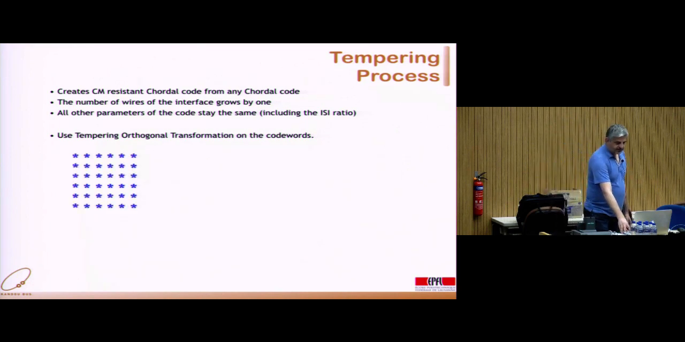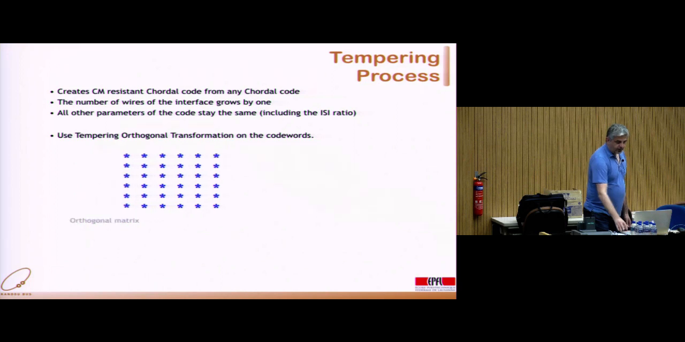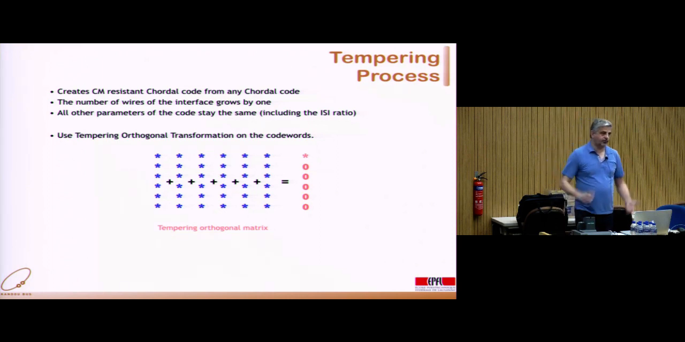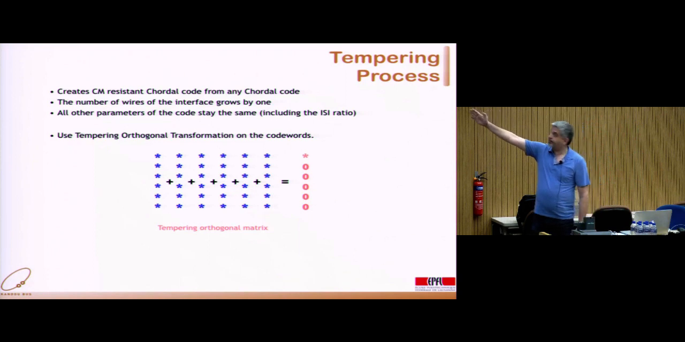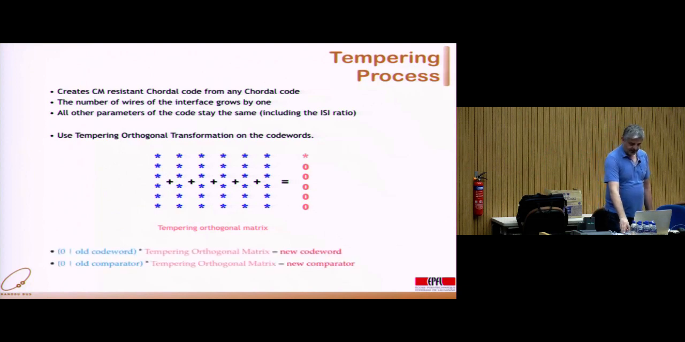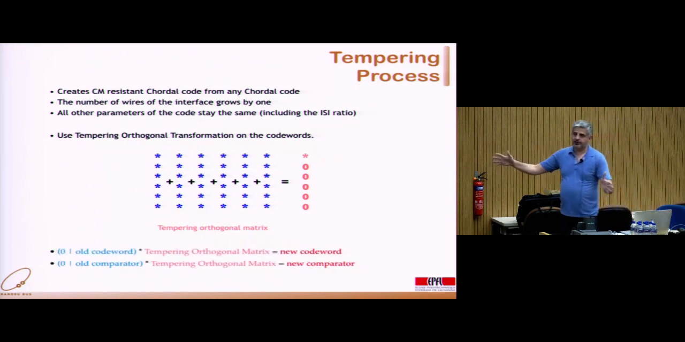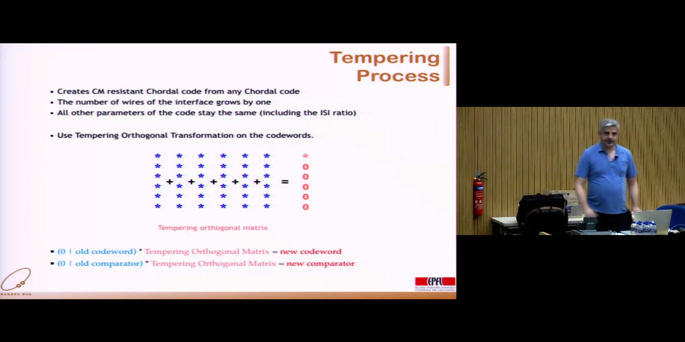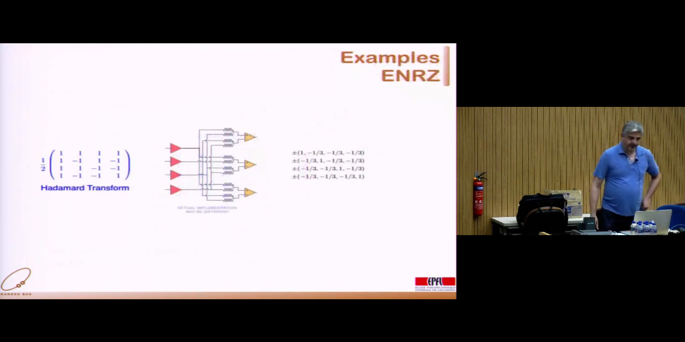And the way it works is you need an orthogonal matrix. And by orthogonal matrix, I mean really a matrix in which just the rows are orthogonal pairwise. And the matrix should have the form that if you add all the columns, you have 0 everywhere except in one position, for example, in the first position. Then you can take the original code and make from it one that's common mode resistant in a very simple way. We call it the tempering process.